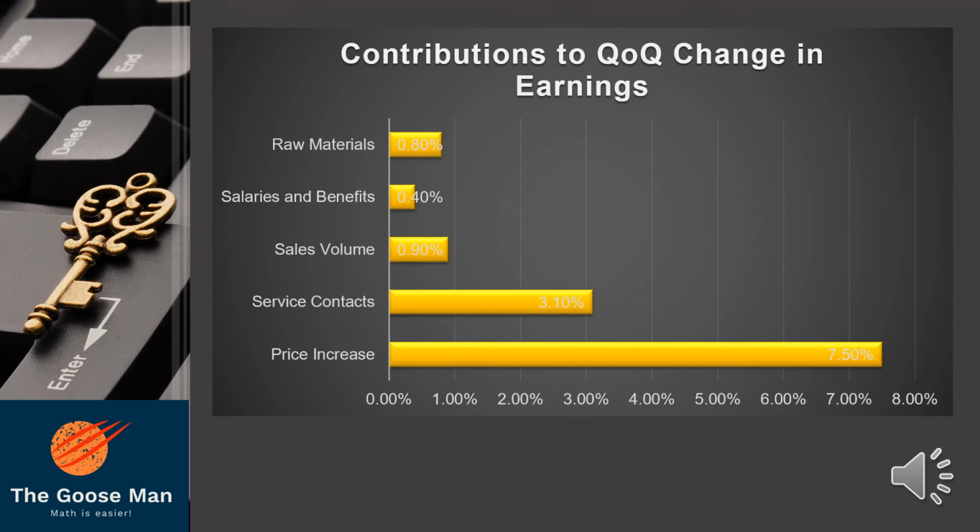Based on our example on our table right now, we can have the contributions to quarter-over-quarter change in earnings. We have raw materials at 0.80%, followed by salaries and benefits at 0.40%, sales volume at 0.90%, while service contracts is 3.10%, and the highest is the price increase at 7.5%. As you can observe here, there is no natural order for our graph. That is why we use the bar graph here.